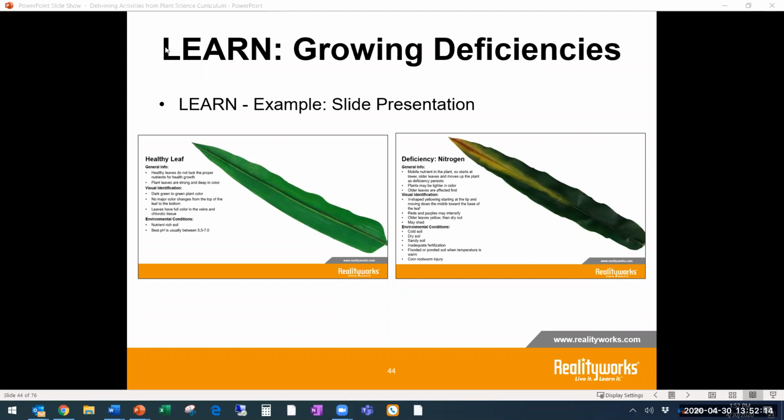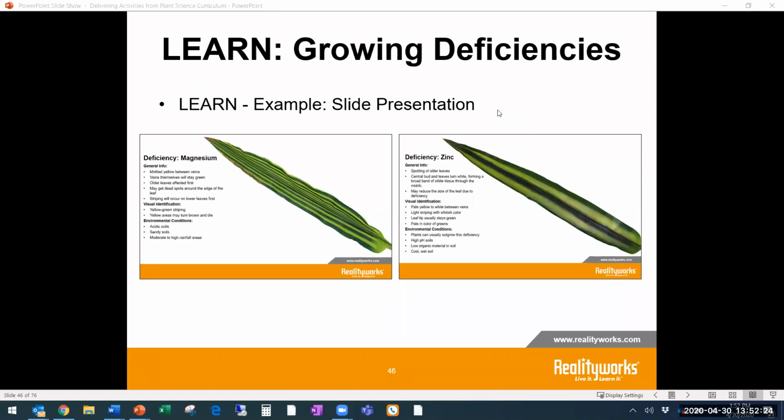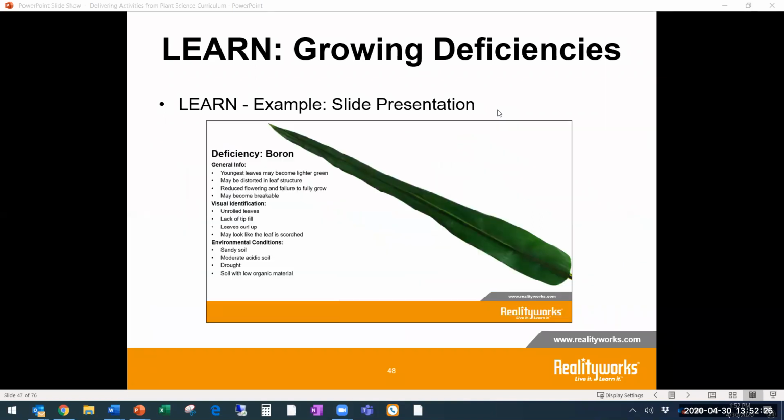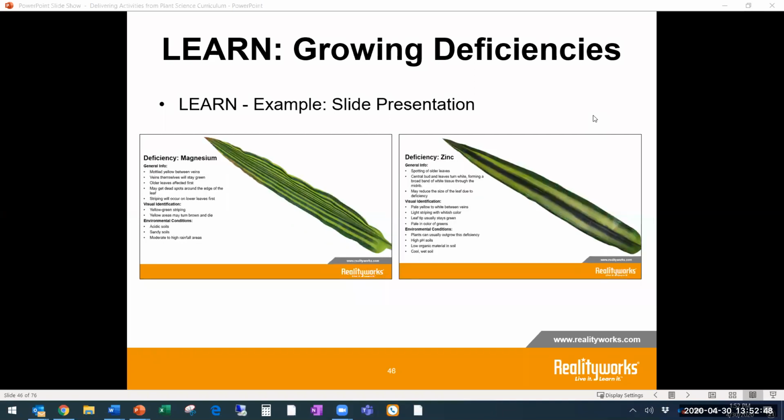So we go through what a healthy leaf looks like, and then deficiency of nitrogen, phosphorus, potassium, magnesium, zinc, sulfur, iron, and there are 8 different deficiencies that you can work with and go through. They are all really nicely colored and organized PowerPoint slides for you to walk through and work with your students on how to visually inspect and understand what the deficiencies are, and then what you need to do to correct these deficiencies.